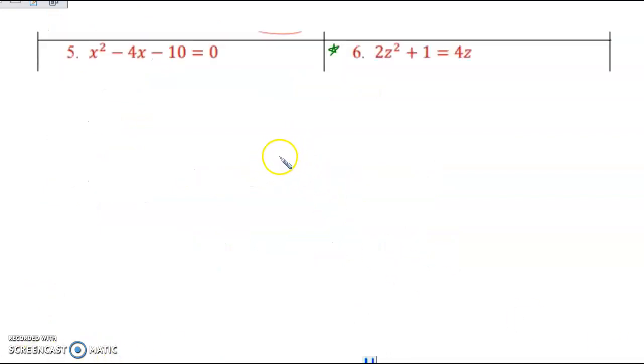Okay, on number 6, I just wanted to point out that you have a 4z over here on the side. So when you're subtracting 4z from both sides, because it's a z and not squared, it's going to go between these two. So then you're going to get 2z squared minus 4z plus 1 equals 0. And make sure that you have it in the ax squared plus bx plus c form, so that you get your right a, b, and c. Okay? So be careful and don't mess that up.